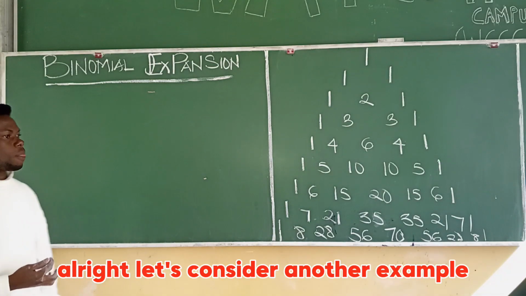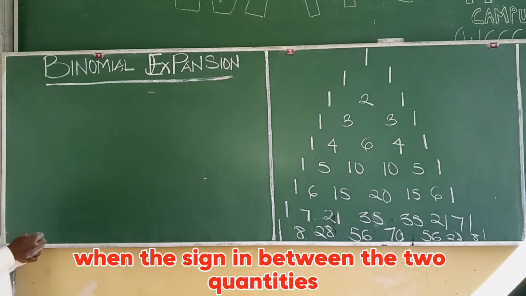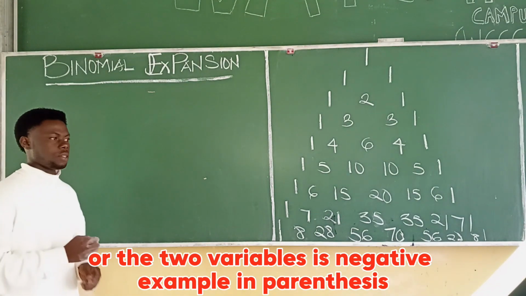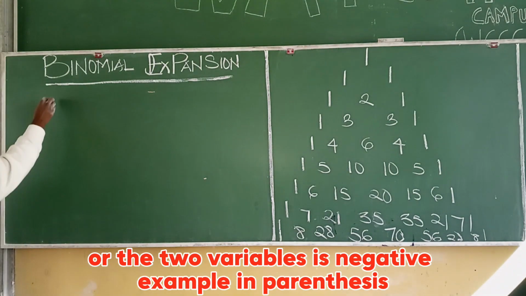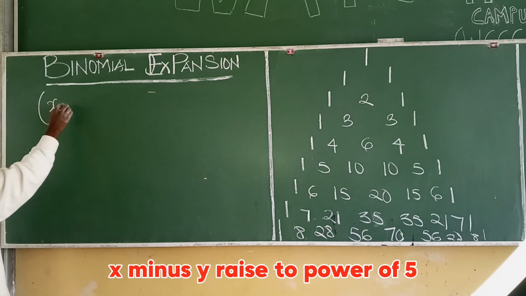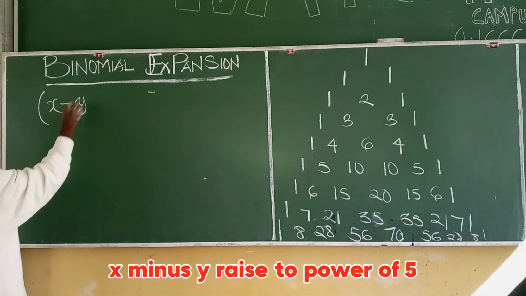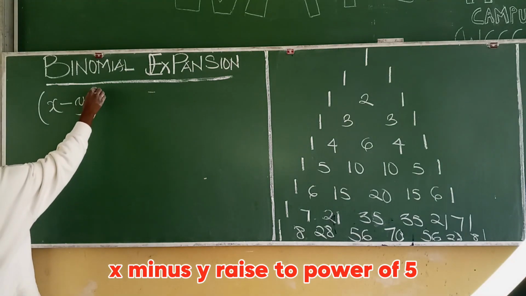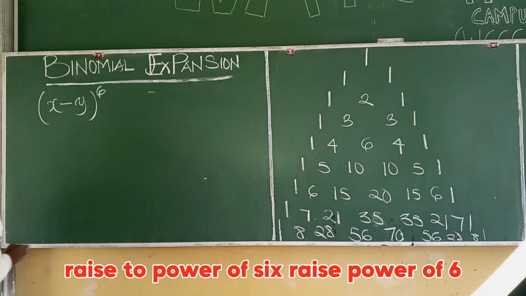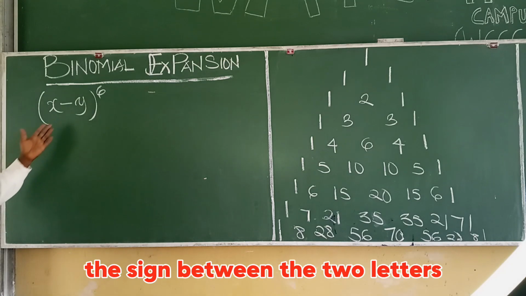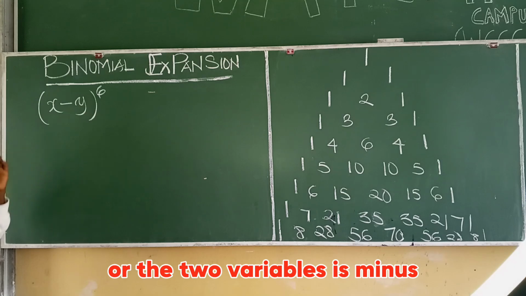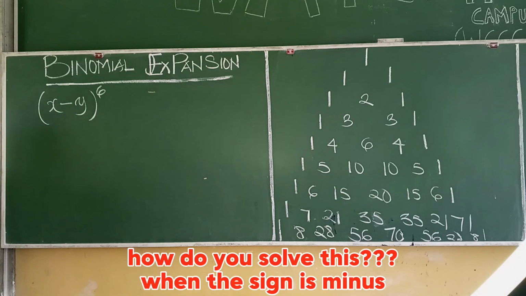Alright, let's consider another example when the sign in between the two quantities or the two variables is negative. Example: in parentheses, x minus y raised to the power of 6. Alright, at this point, the sign in between the two variables is minus. How do we solve this?